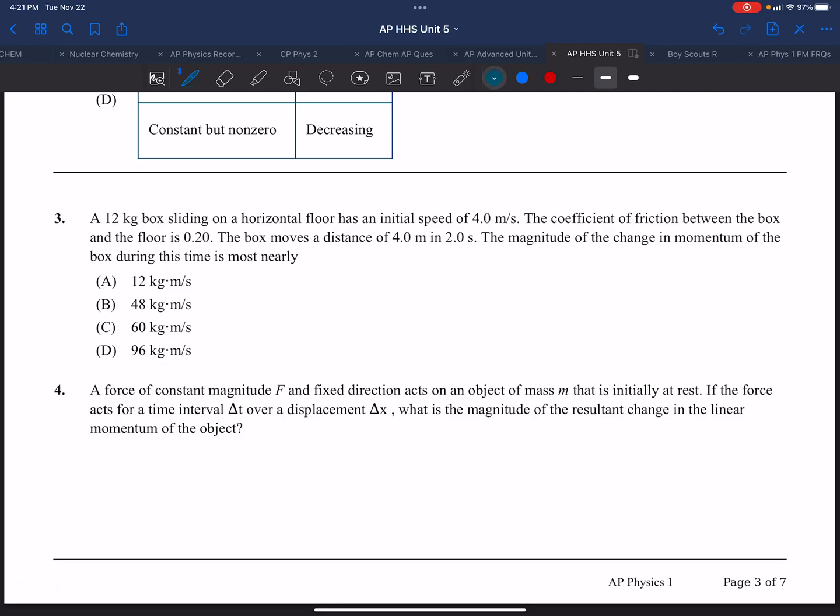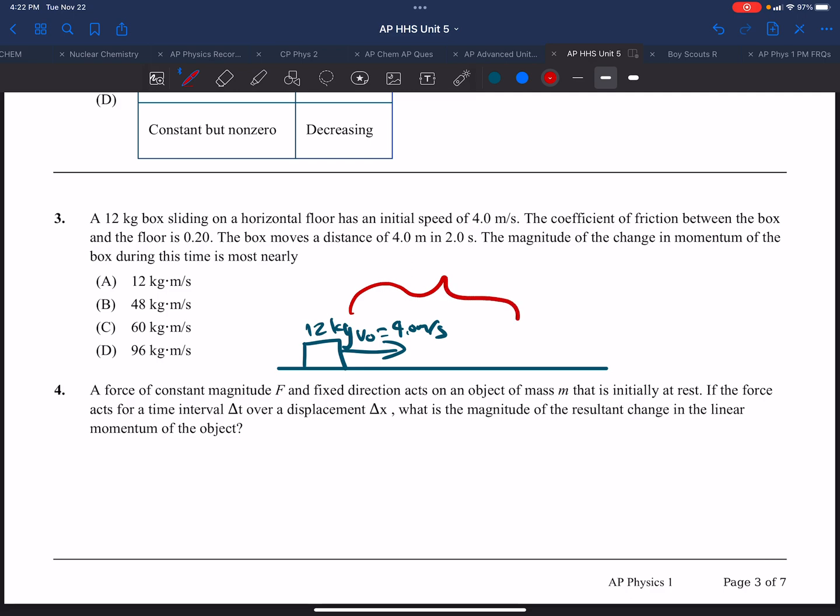So this question, we are told that there is a box sliding on a horizontal floor. It has an initial velocity of 4.0 meters per second. It's a 12 kilogram mass. There's friction. It moves a distance of 4 meters in 2.0 seconds. We want to know the change in momentum of the box during this time.